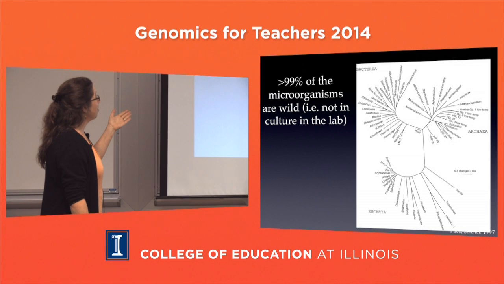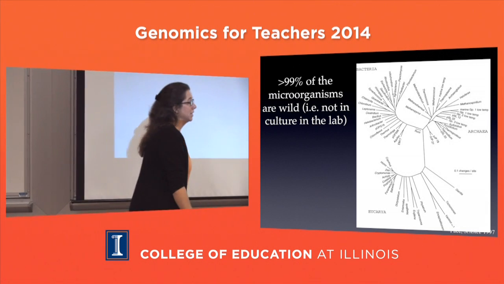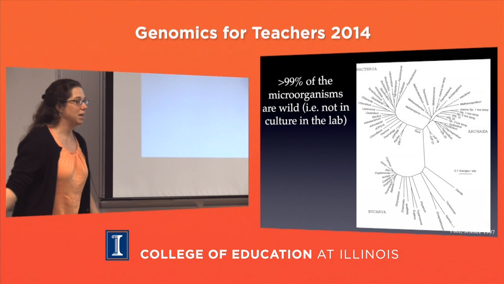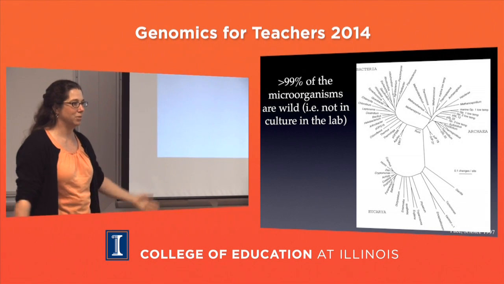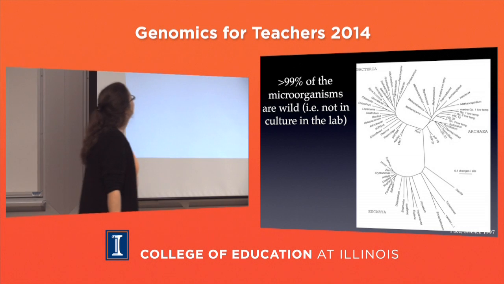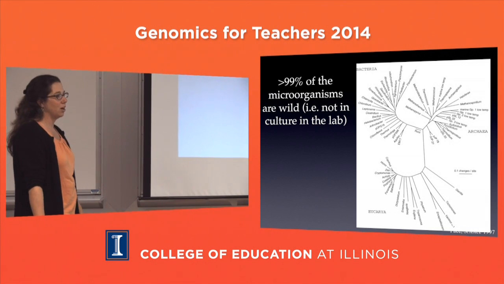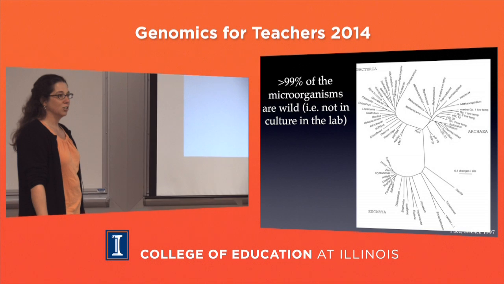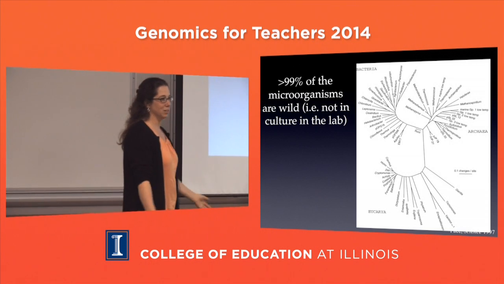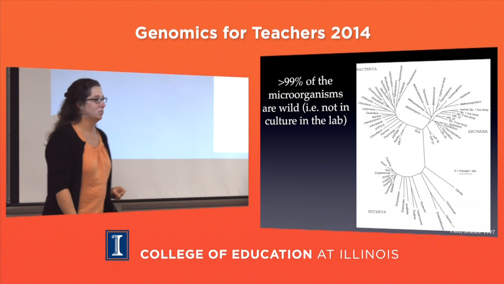Okay, and so what he found is this tree, and this is way out of date now. This is from 1997, but you basically can't make a tree of all the sequences we have now because there are just way, way, way too many. Norm Pace found out that greater than 99% of the microbes are not in culture. So what we thought we knew about microorganisms, really we don't know anything, because only 1% of them are in culture.